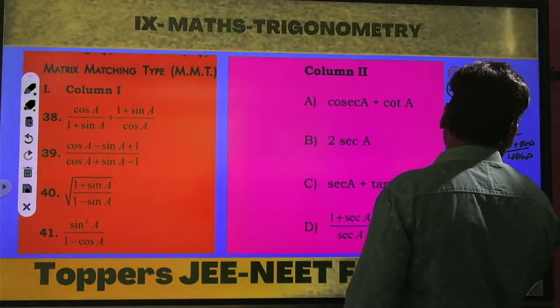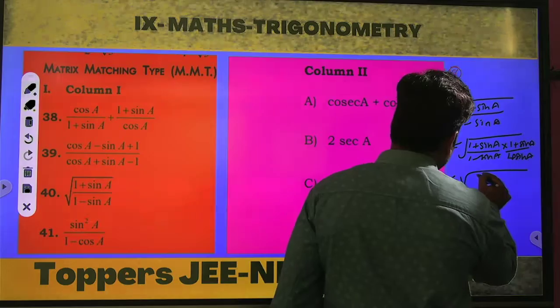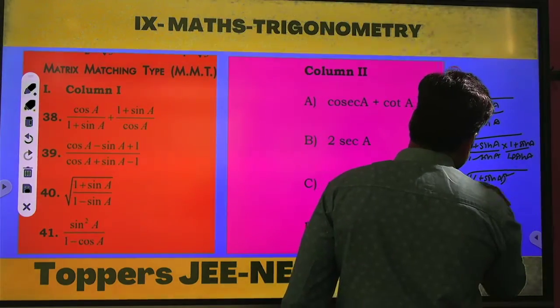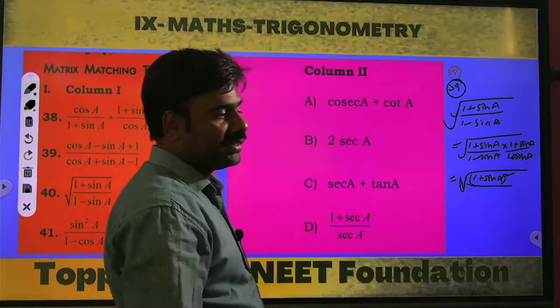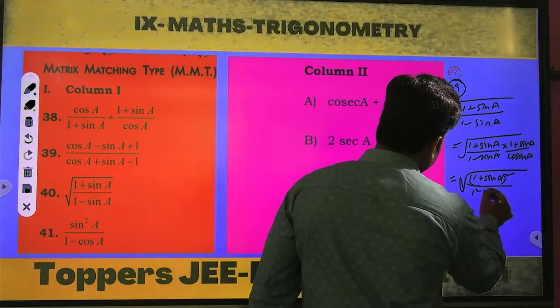Numerator is in the form of (a plus b) into (a plus b), that becomes (a plus b) whole square, and it can be written as (1 plus sin A) whole square. Denominator is in the form of (a minus b) into (a plus b). It can be written as a square minus b square, means 1 square minus sin square A.